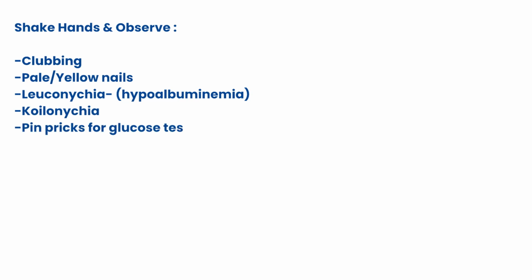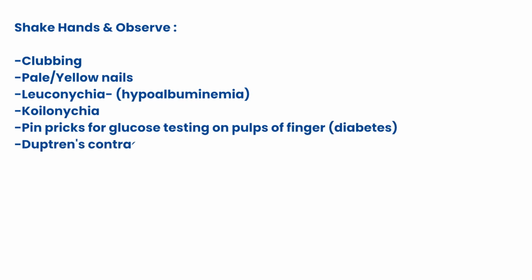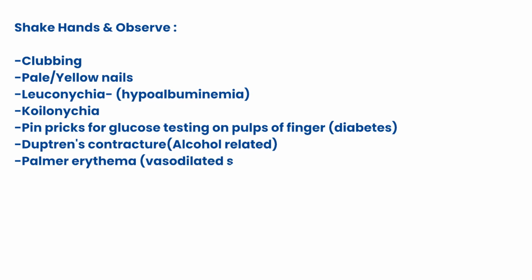Okay, then you move to the hands. Either you can shake hands and observe, or if you're not comfortable, you can skip the shaking and just observe the hands. Ask the patient to extend the hands and look for any signs of clubbing, any pallor, leukonychia, koilonychia, any pinprick signs on the pulp of fingers, which may be suggestive of diabetes, Dupuytren's contractures, which is suggestive of alcohol-related disease, palmar erythema, which is indicative of a vasodilated state of cirrhosis, pregnancy, etc.